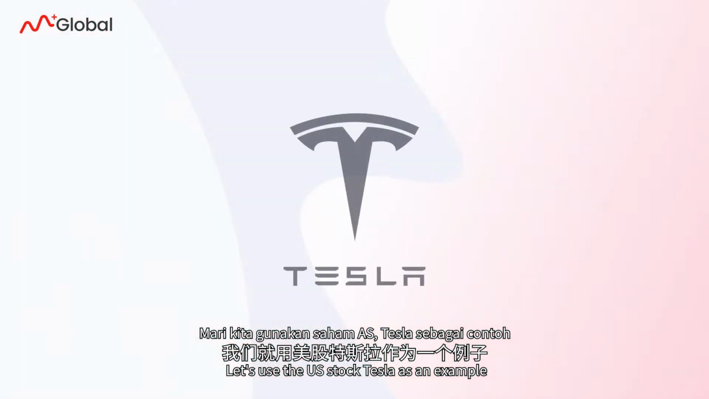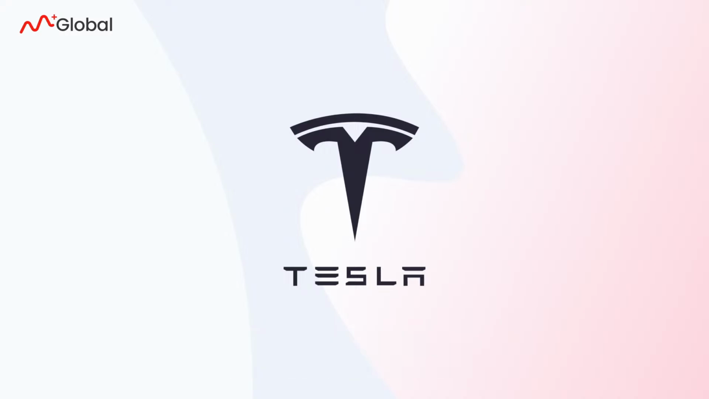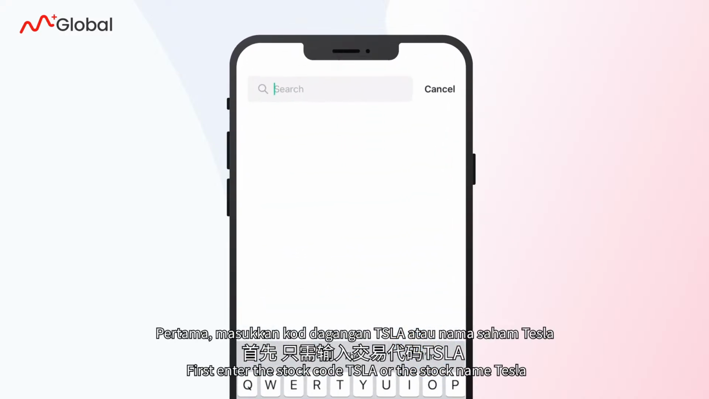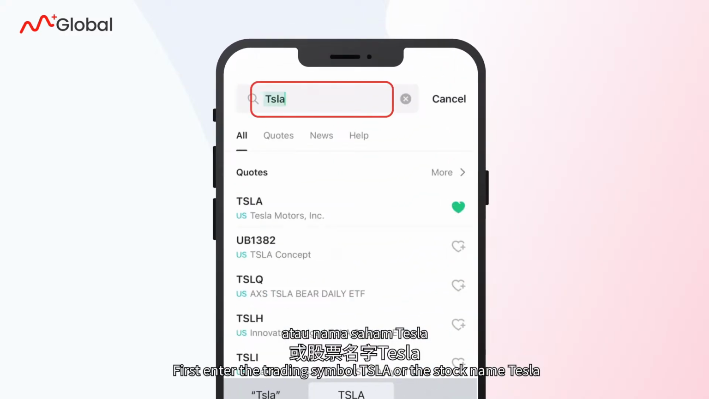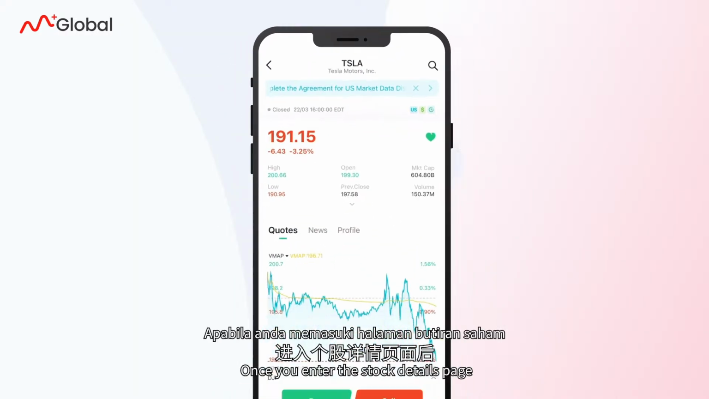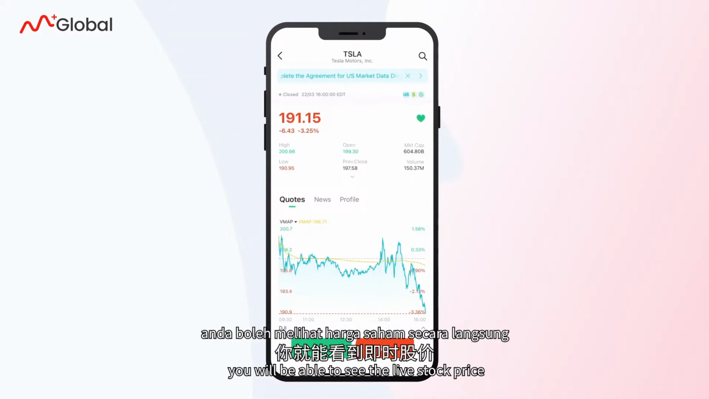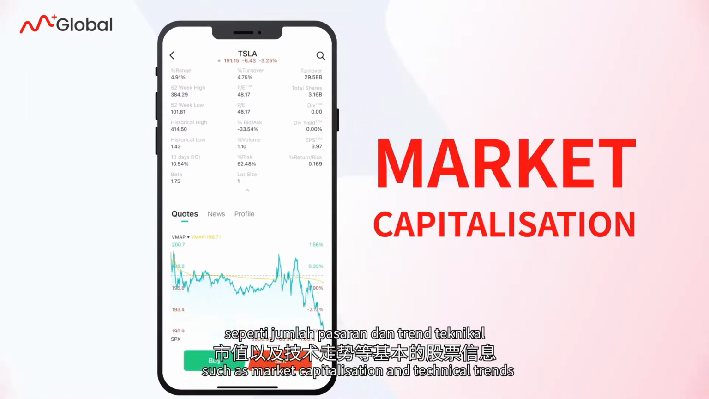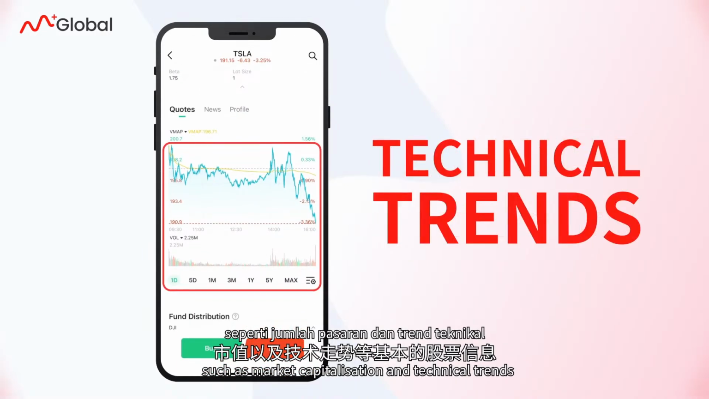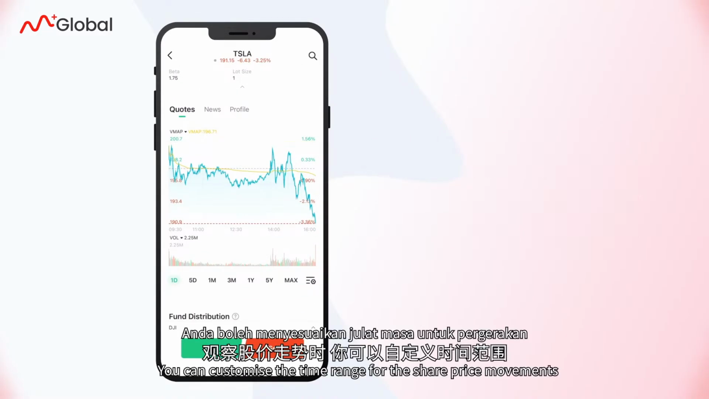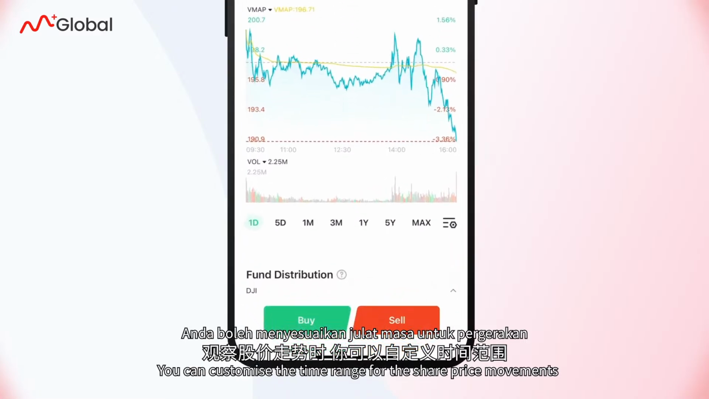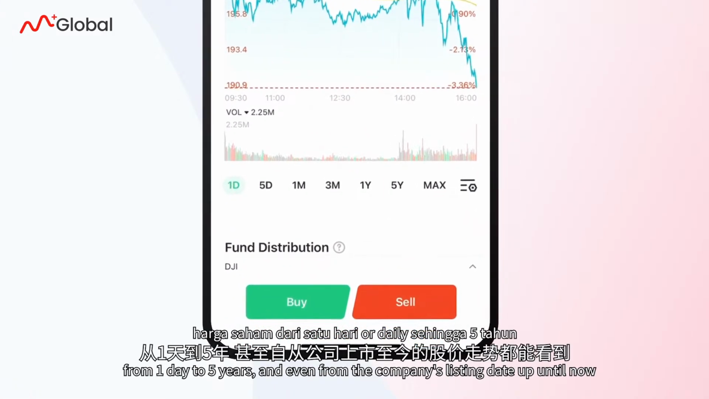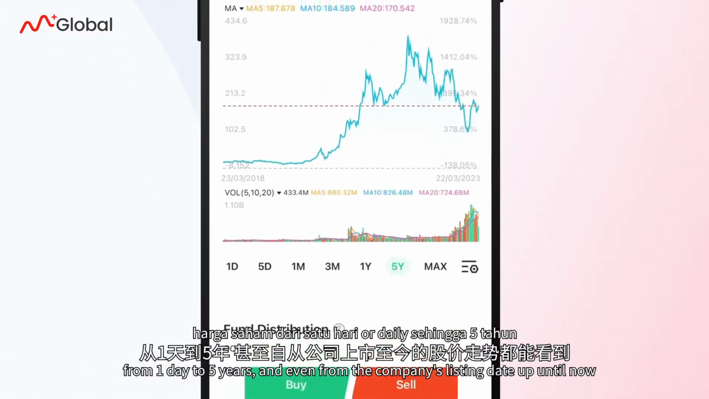Let's use the US stock Tesla as an example. First, enter the stock code TSLA or the stock name Tesla. Once you enter the stock details page, you will be able to see the live stock price. You can also view basic stock information such as market capitalization and technical trends. You can customize the time range for the share price movements from 1 day to 5 years, and even from the company's listing date up until now.